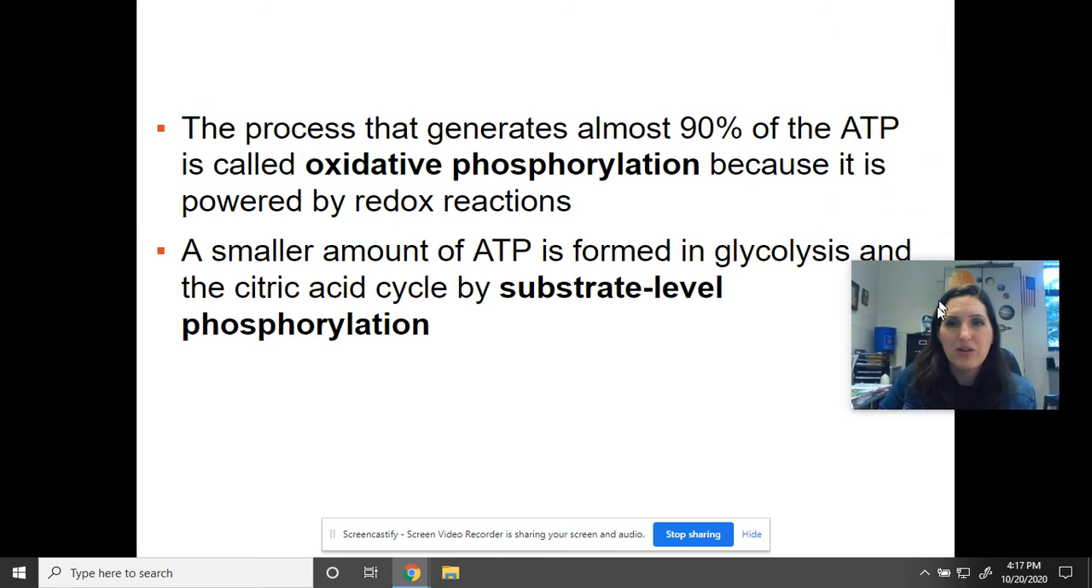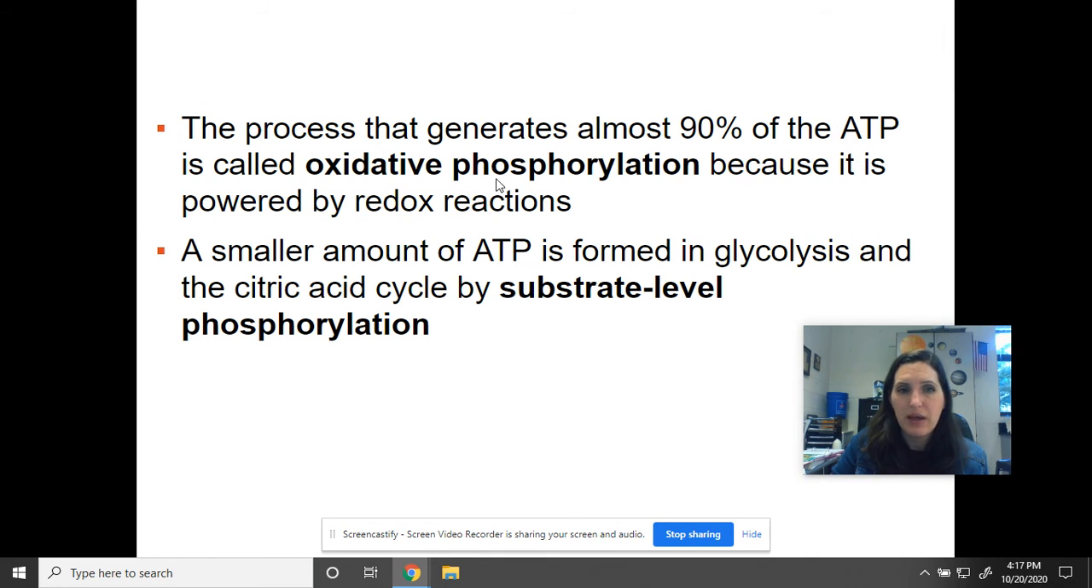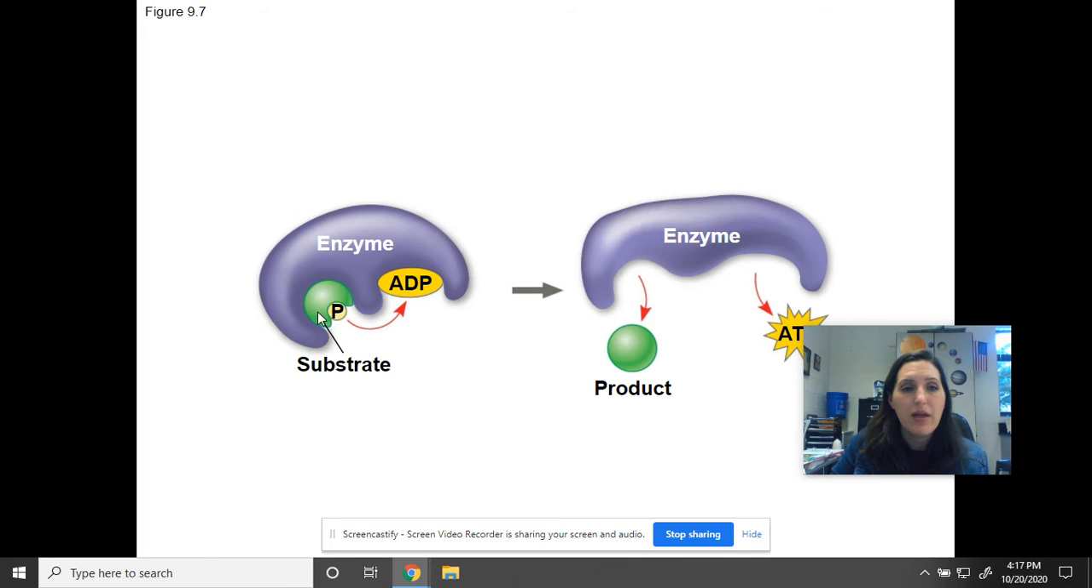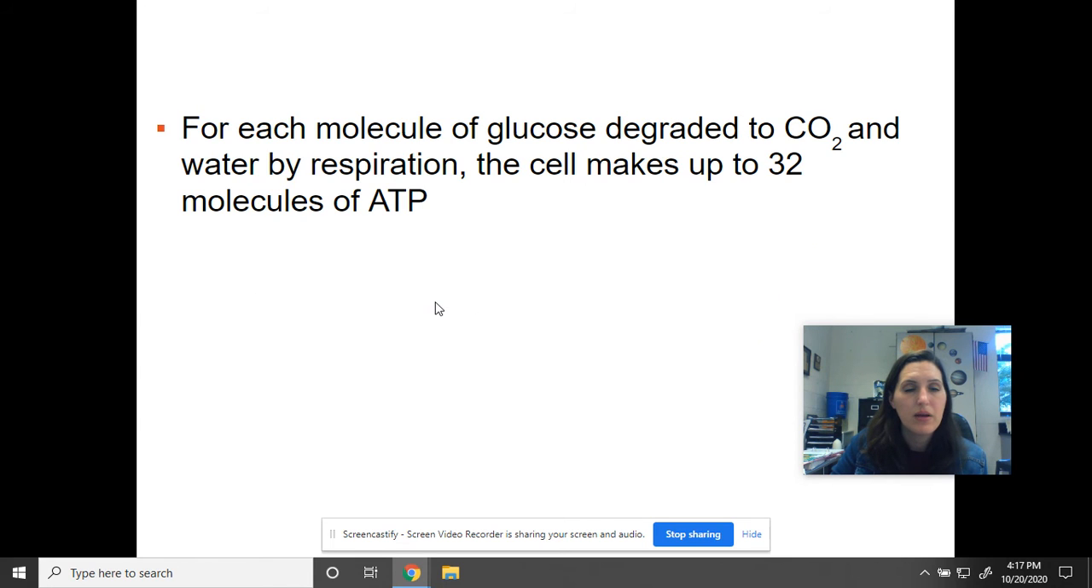The process that generates almost 90% of the ATP is the oxidative phosphorylation, that electron transport chain. This is that coenzyme binding in to make the ADP into ATP and adding that extra phosphate in. For each molecule of glucose degraded to carbon dioxide and water by respiration, the cell makes up to 32 molecules of ATP. Okay, we said total of 38.